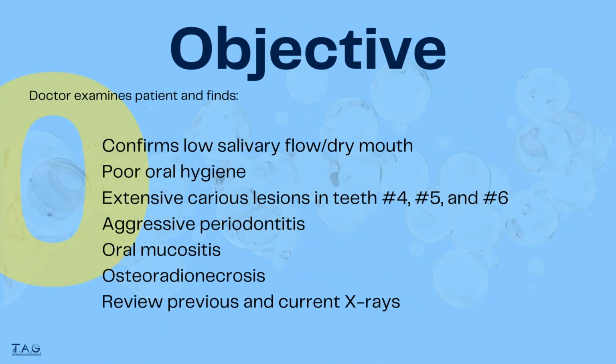Now, in our example, the doctor finds all kinds of stuff, right? They're looking at the previous x-rays and they're also looking at the current x-rays. They see that there's extensive carious lesions on certain teeth. They have poor oral hygiene and a whole slew of other things that they are identifying that's wrong with this patient. So now we have what the patient has identified as the issue. The doctor is now confirming some of these things and identifying some issues that they might be finding.